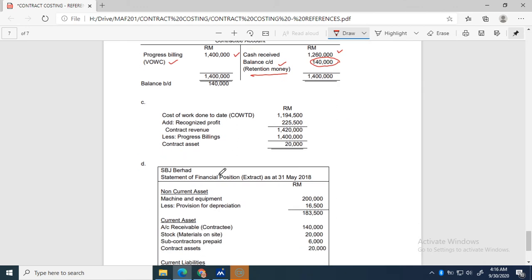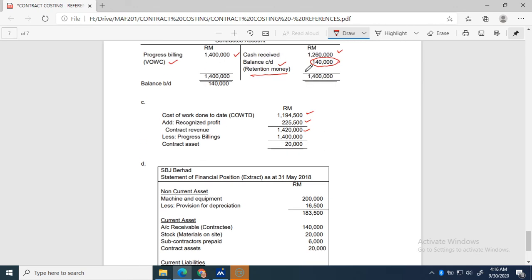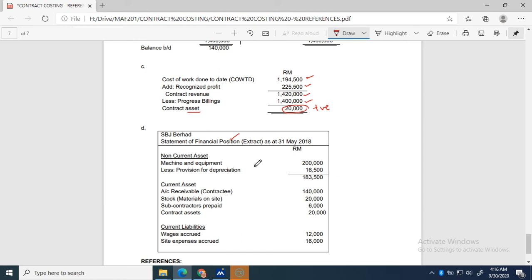Now we have to calculate either contract asset or contract liability. So contract asset or liability first. Identify the cost of work done to date from CIP. You will get 1.1945 million. Plus recognized profit, you will get contract revenue. Minus progress billing. So progress billing just now 1.4 million. So you get balance 20,000 positive. So positive means contract asset. So this will be recorded in the statement of financial position. So the statement of financial position is D.